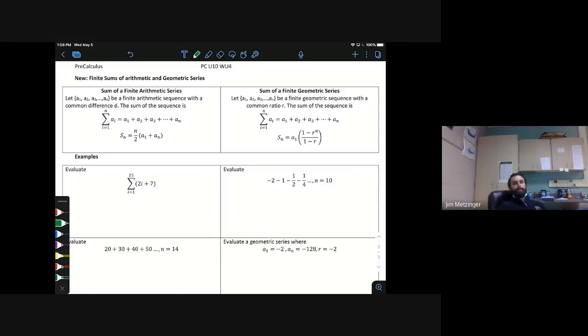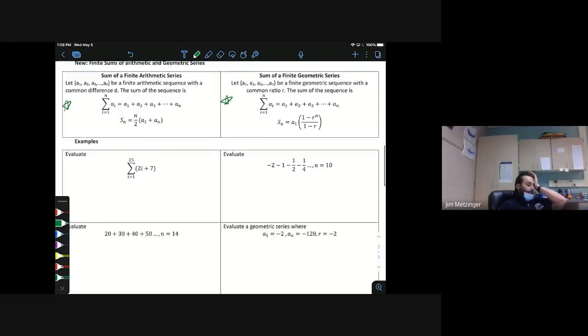Summation of arithmetic and geometric series. There are formulas for these. I put them on the top of the warm-up so that way you don't have to get lost in your own little note packet to go find them. Summation of a certain number of terms for arithmetic series is on the left, geometric series is on the right. So we're going to be using those two formulas.